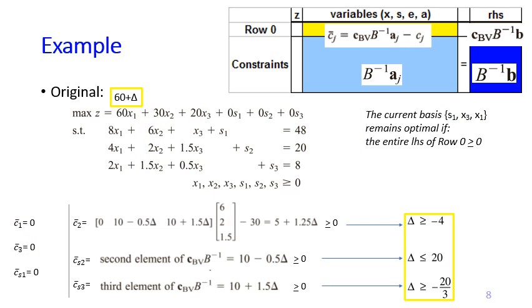To ensure that the current basis is optimal, we need to make sure that the entire coefficient of row 0 is greater than or equal to 0. For the basic variables, they are already greater than or equal to 0 because they are 0. So now we put the requirements that C2 hat must be greater than or equal to 0, C S2 hat must be greater than or equal to 0, and the same thing for C S3 hat. Then we simplify the inequalities, and we get these 3 requirements that we need to fulfill.